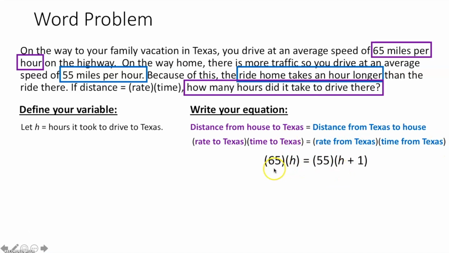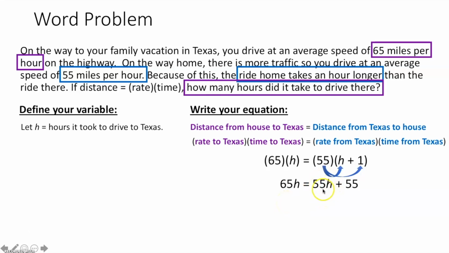Step 1, simplify both sides. 65 times h becomes 65h. Over here, I can't simplify what's in here because it says the h and this doesn't, but I can distribute the 55 to the h and the 1. So I end up getting 65h is equal to 55 times h plus 55 times 1. Now I need to do step 2, move the variables to the left.